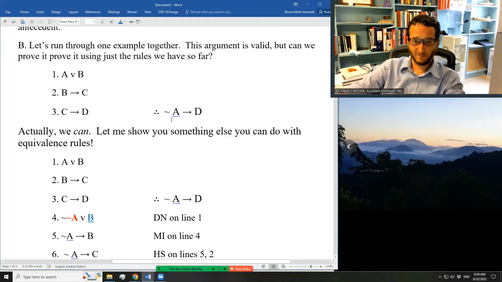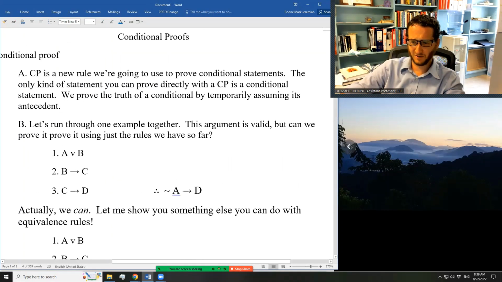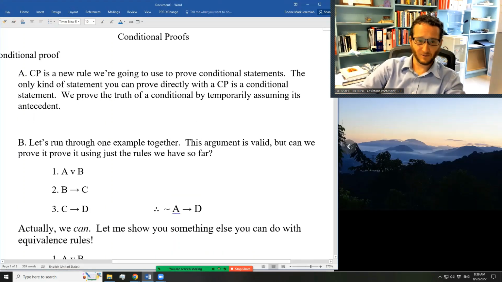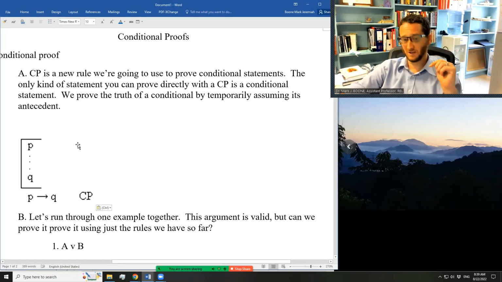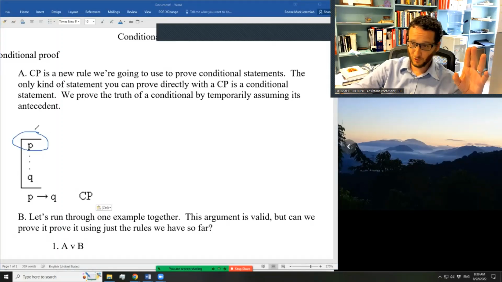Now, just a moment, I'm realizing I don't have the actual pattern here. Just a moment. And here we are. Here's the generic pattern of a conditional proof. Now, if your brain's like mine, you look at this and you have difficulty knowing what it even means. But basically it means at some step of a proof, we assume a thing.